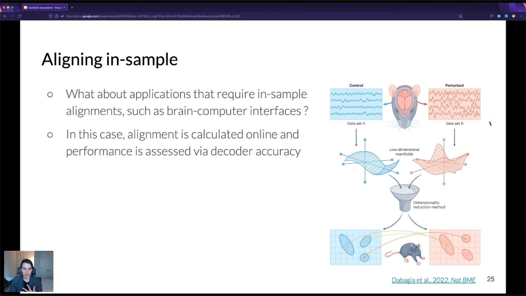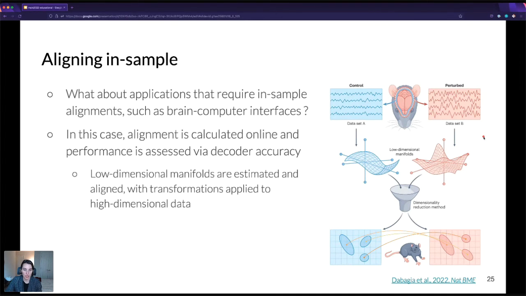So in this case, what we're trying to do is calculate our alignment online and assess the performance as we go via decoder accuracy of participant movement or handwriting or whatever else our brain-computer interface is helping our participant to do. As really nicely illustrated in this figure by Degenhart and colleagues, what we're trying to do is estimate a low-dimensional manifold.